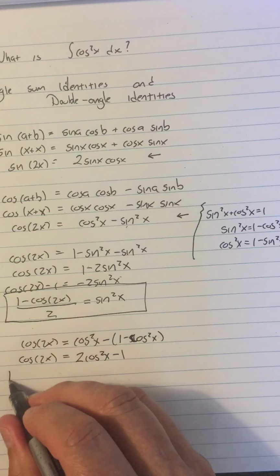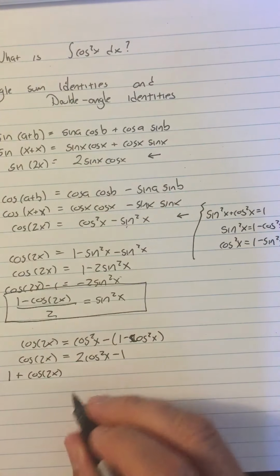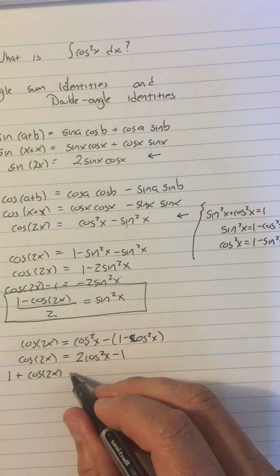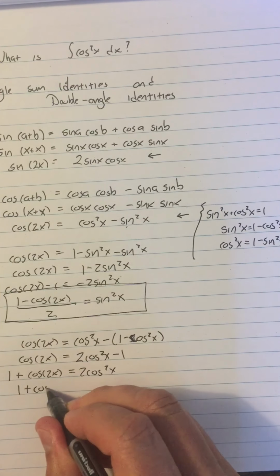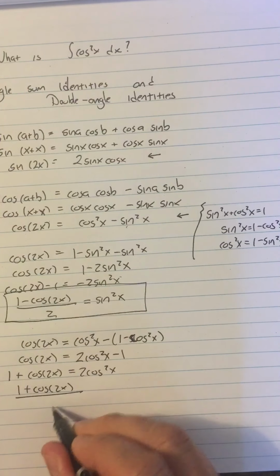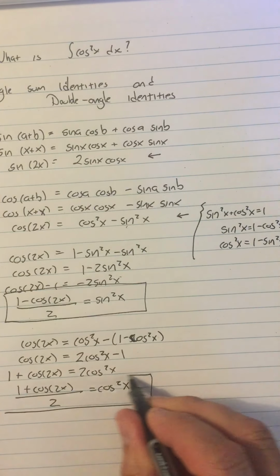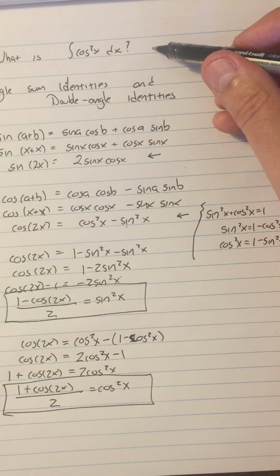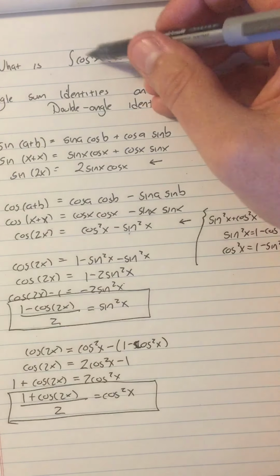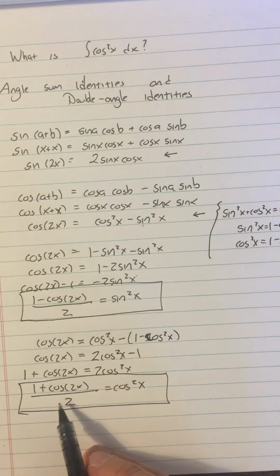So I'm going to bring over the 1. I'm going to write the 1 first just so that my construction is analogous to my derivation for sine squared. That equals 2 cosine squared x. And then I have 1 plus cosine of 2x over 2 equals cosine squared x. So these two identities that you get are double angle identities, and they are the keys to doing integrals of this type. So you can see that we can take the cosine squared, replace it with something that's not cosine squared, and get something that we can easily integrate, which is our next step.